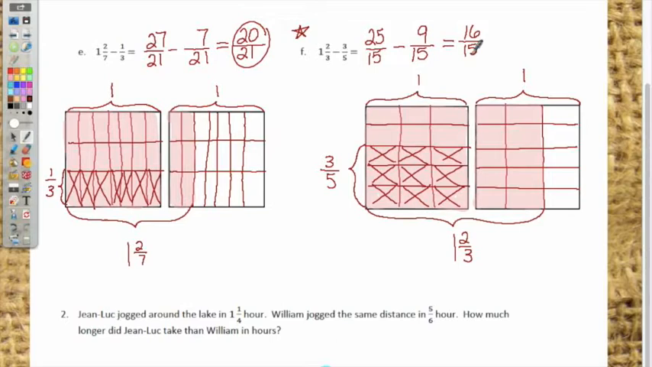So on Zearn you'll see it like this: 15 fifteenths plus 1 fifteenth. So I want you to write this. Equals 1 and 1/15.